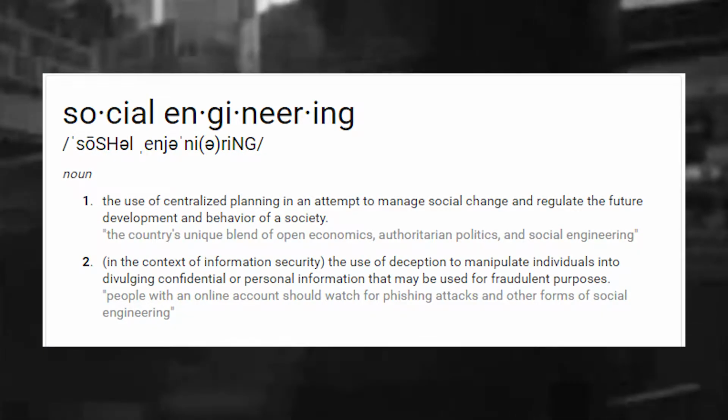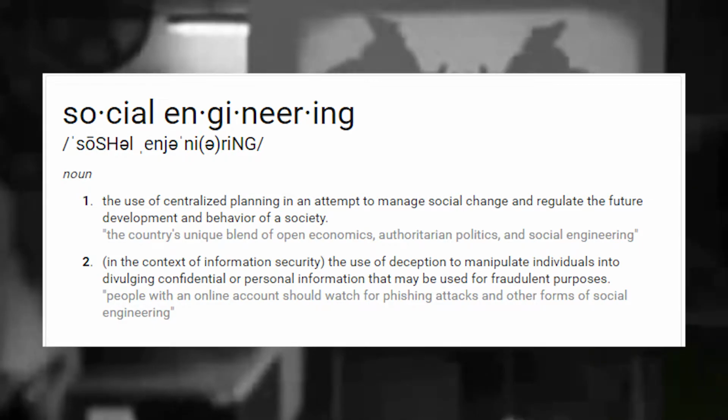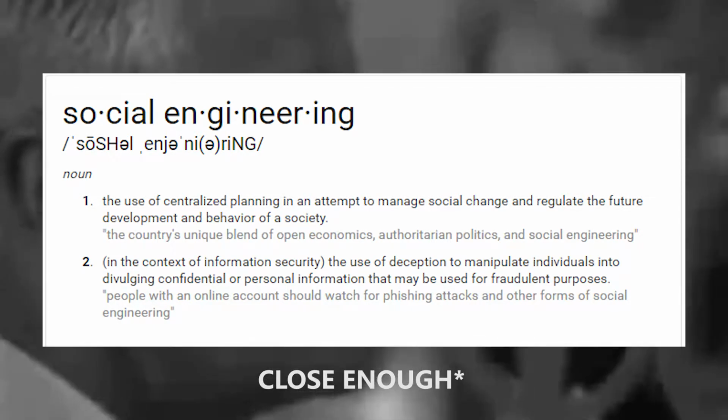Hey, we're going to talk about social engineering, but pay no attention to the backdrop. I didn't have time to iron it. So, social engineering in its purest form is the hacking of the brain. Now, when you talk about social engineering, the basic definition is the use of centralized planning in order to manipulate social change or influence one's thoughts and behaviors.